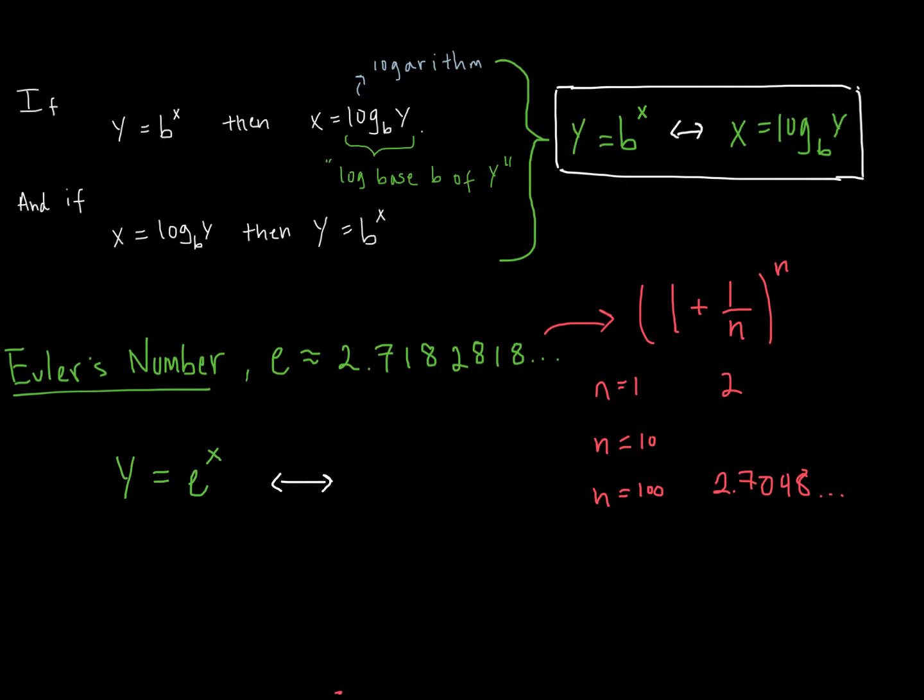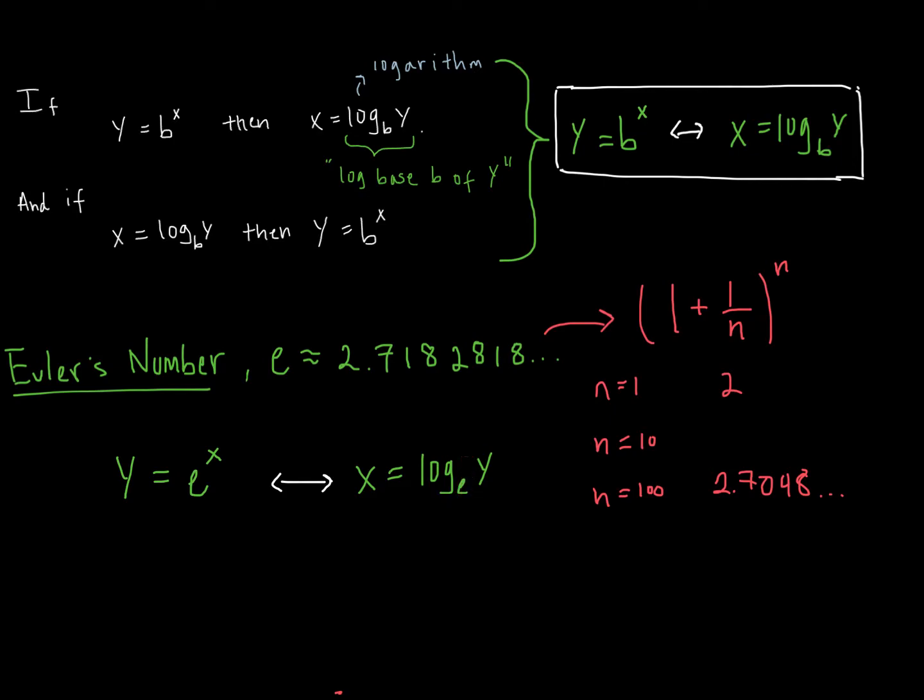And so Euler's constant is used a lot as the base of an exponent. And so if you have e to the x, meaning this number, 2.71 and so on and so forth, to the x, you can rewrite it as x is equal to log base e of y, right? Because what you're wondering is, what is the power that you raise e to get y? And that is exactly what log base e of y is asking.